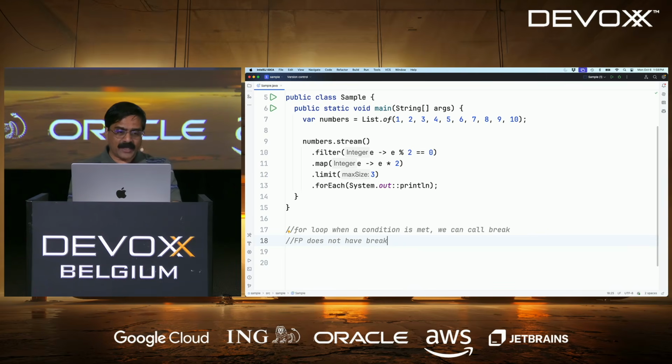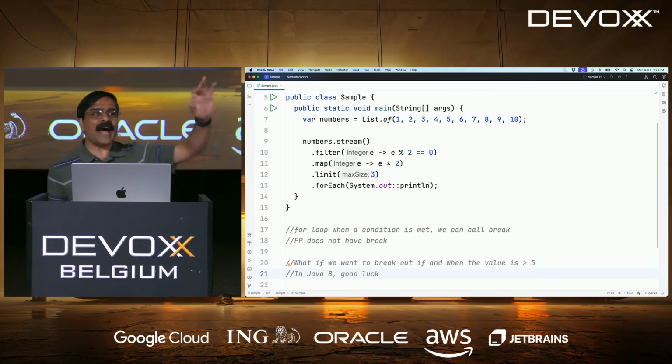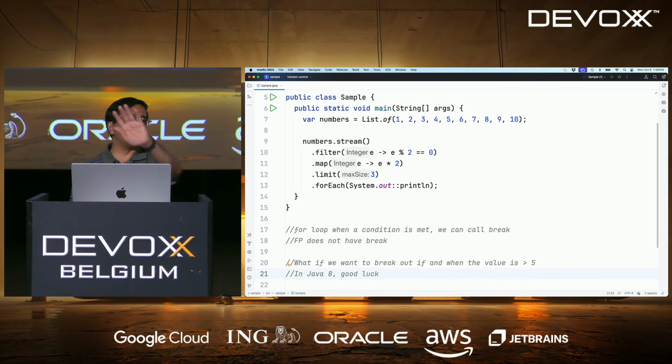And in Java 8, so what if we want to break out when, let's say, the value is greater than 5? How do you break out of it? And the answer is in Java 8, good luck, right? So there was no way to do that. What you would have to do in Java 8 is produce the entire result, and you have to discard values you don't care about. There was no real good way to do it. So my response at the time was, really sorry, right? You don't have a way to do this, and there was no effective way to break out of a loop.